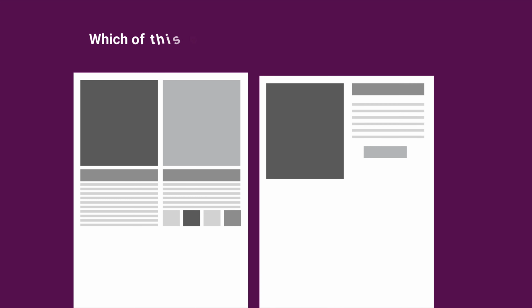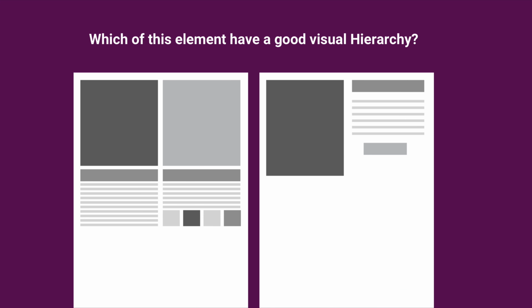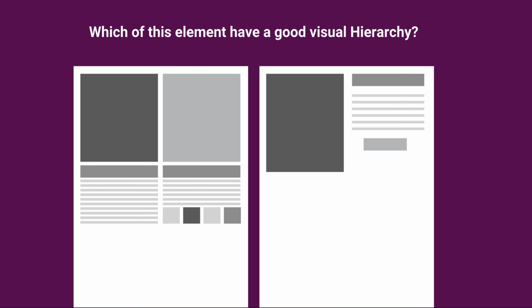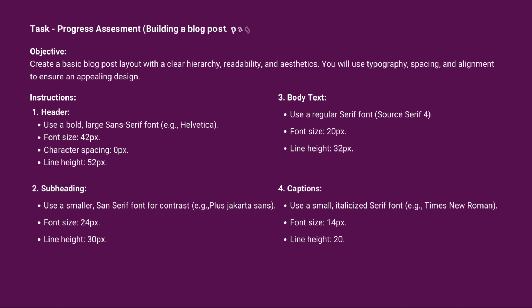Let's take another quiz again. Which of these elements have a good visual hierarchy? This can be a little tricky. The answer is the second one because of the hierarchy. This brings us to the end of the 3 chapters. So let's move to see the task for the session.